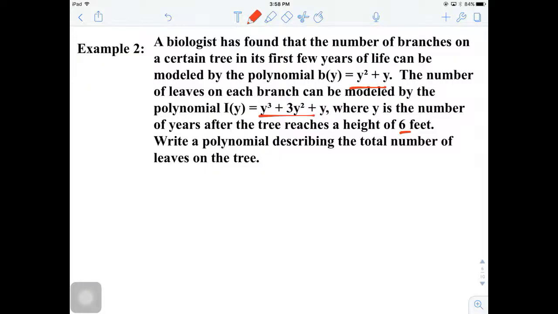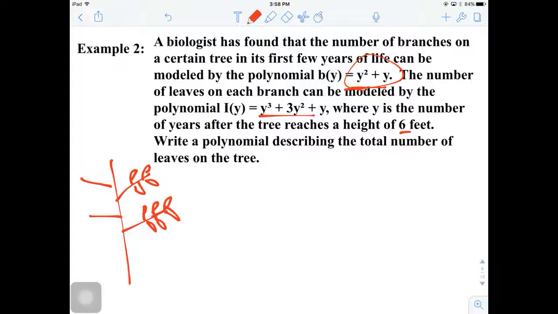So I'm just going to briefly draw a tree here. So here we have a tree, and we have these branches, and on each branch there are y squared plus y branches, and each branch has leaves, and so here are the leaves in each, so they all look kind of like that. And then they want to know the polynomial describing the number of leaves. So we've got to start by counting how many branches are there. This turns out to be a multiplication problem.